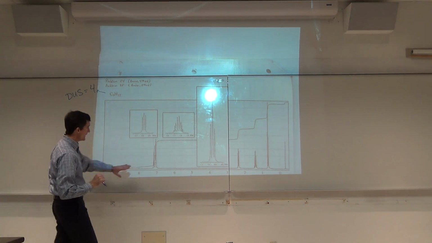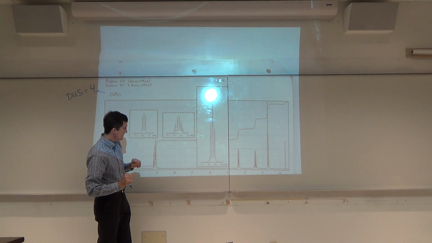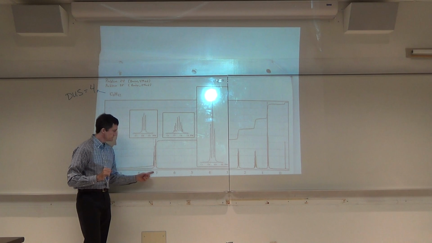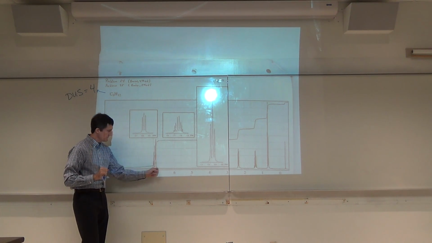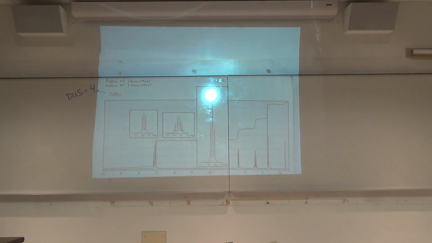Okay, we have peaks, and they've blown up 3 different peaks. I'm going to start right here. We have peaks in the 7 to 8 region. What region is this? Benzene aromatic region, 7 to 8 ppm. Okay, aromatic region.